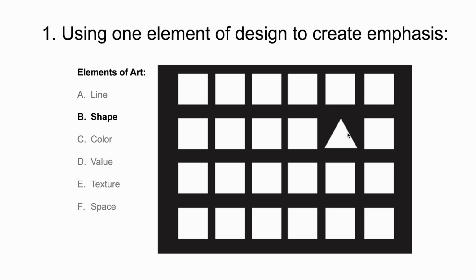Now, if you were going to do this with a more realistic image, like say you had an artwork full of all fruit, if it's all apples and oranges, they might not really be that different, but if you have one pineapple, that's a very different shape. So shapes can be abstract or representational, but they can be a nice way to have emphasis in a work.